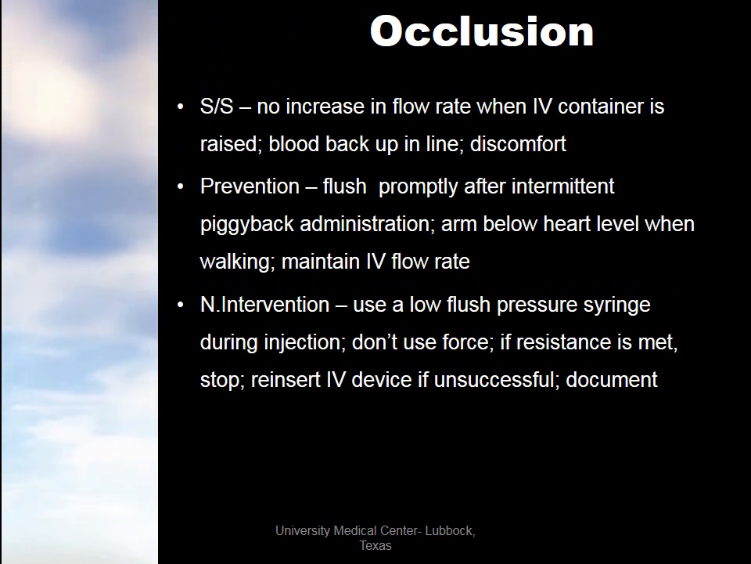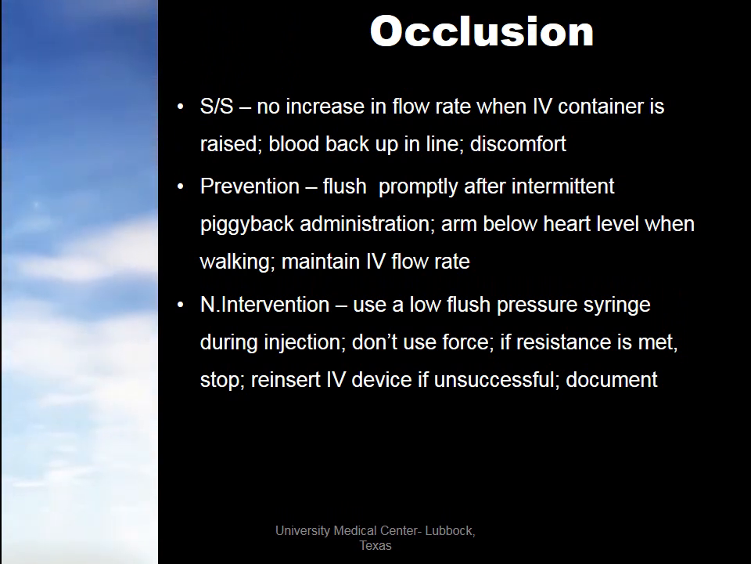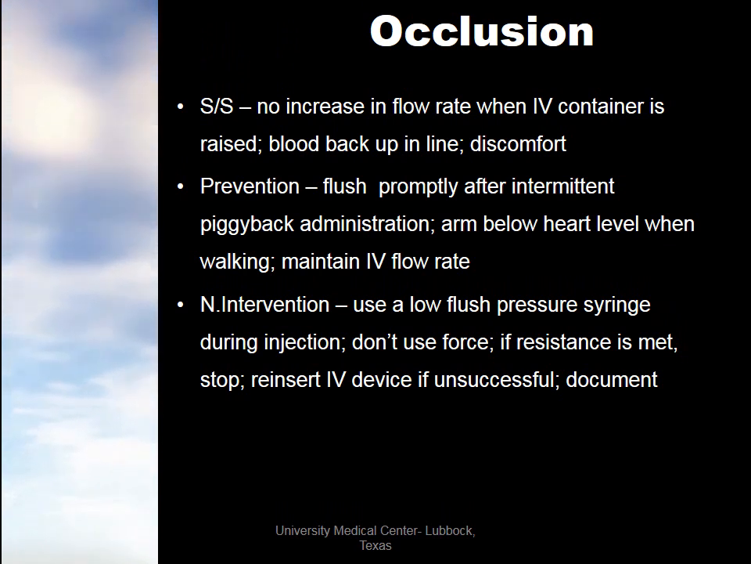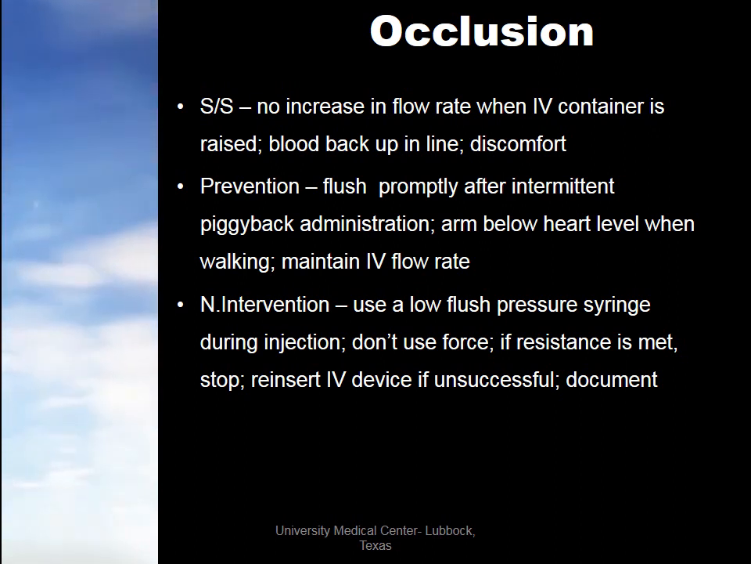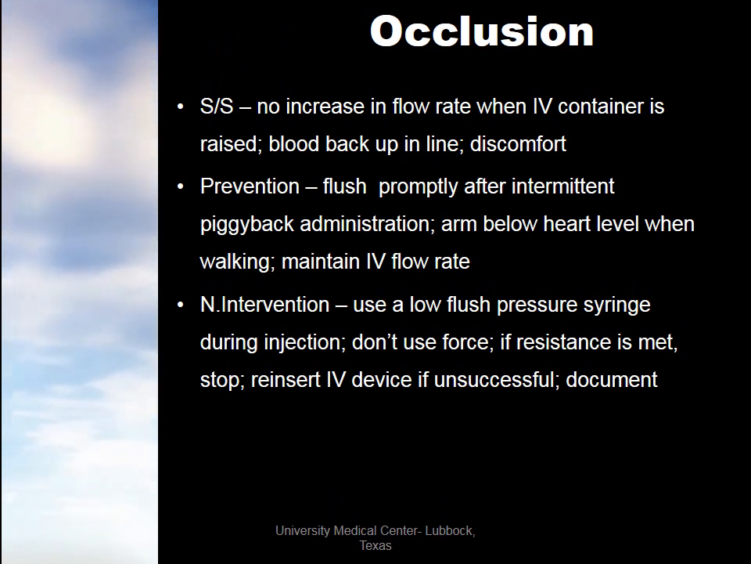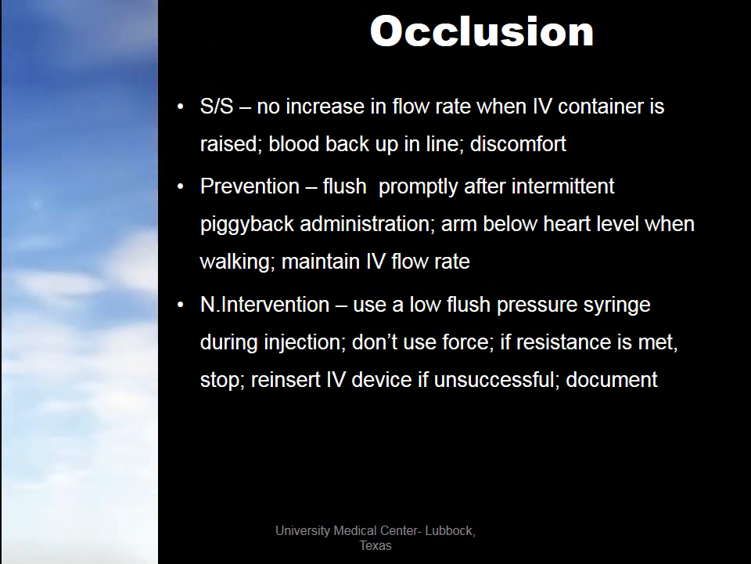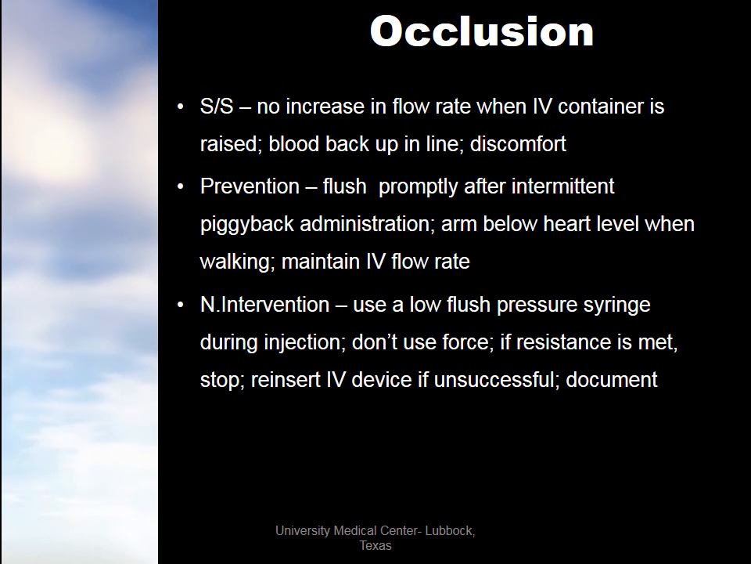Preventions include flush promptly after intermittent piggyback administration, arm below heart level when walking, and maintain IV flow rate. Nursing interventions include use a low flush pressure syringe during injection, don't use force. If resistance is met, stop, reinsert IV device if unsuccessful, and document.